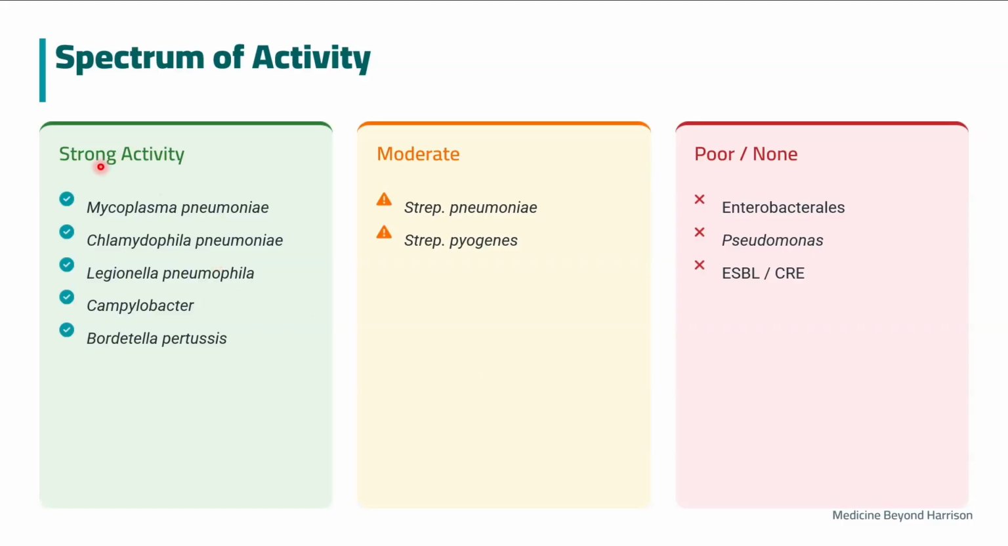Spectrum: these are the organisms that we target when we give a macrolide antibiotic, such as Mycoplasma, Chlamydophila pneumoniae, Legionella, Campylobacter, and Bordetella. All these are atypical organisms. It also has moderate action on Streptococcus pneumoniae and Streptococcus pyogenes, whereas it has very poor action against ESBL, carbapenem-resistant Enterobacteriaceae, and Pseudomonas. There is almost no action of macrolides on these organisms.